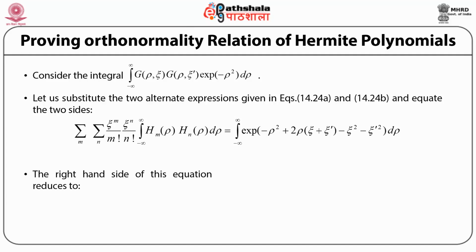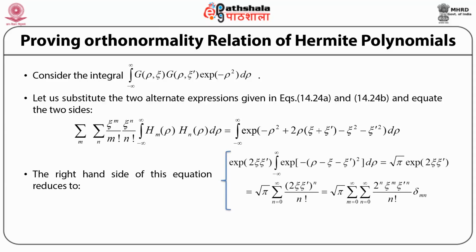The right hand side of this equation reduces to exponential of 2 xi xi prime into the integral from minus infinity to infinity of exponential of minus (rho minus xi minus xi prime) whole square d rho, which is equal to square root of pi into exponential of 2 xi xi prime. This is equal to square root of pi into summation over n going from 0 to infinity of (2 xi xi prime) raised to power n by n factorial. This gives square root of pi into summation over m from 0 to infinity, summation over n from 0 to infinity of 2 raised to power n into xi raised to power m into xi prime raised to power n by n factorial into delta_mn.